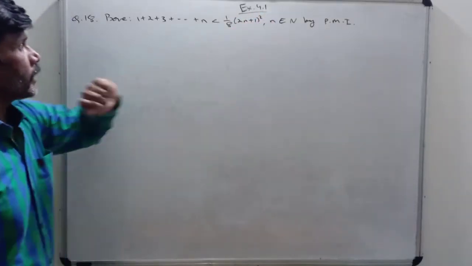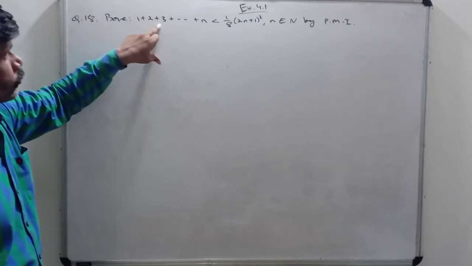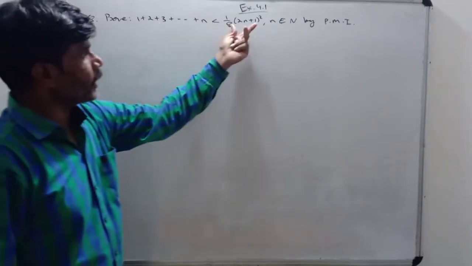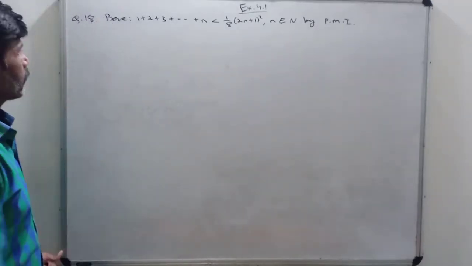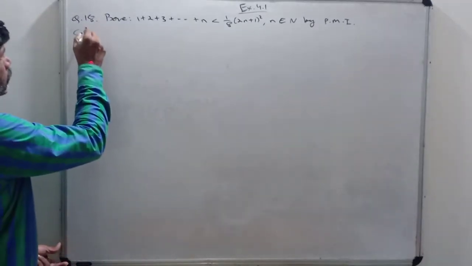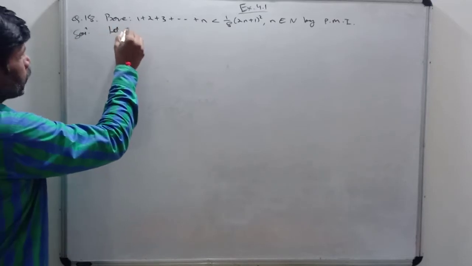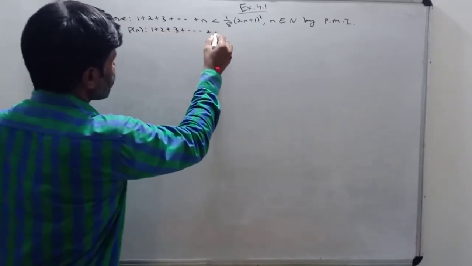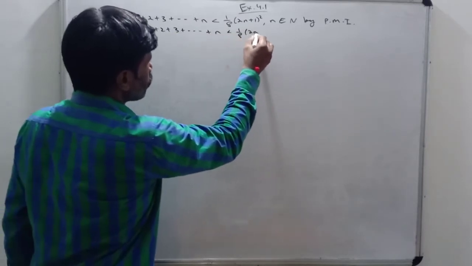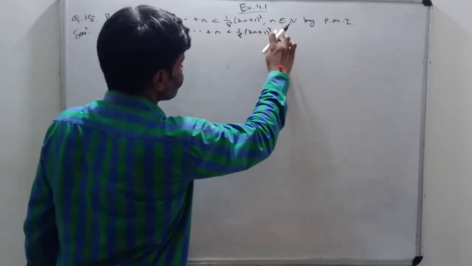Exercise 4.1, Standard 11, question number 18. Prove that 1 + 2 + 3 + ... + n is less than 1/8 (2n + 1)², where n belongs to N, by PMI, the principle of mathematical induction. Okay, so we'll start. Let P(n) be the statement: 1 + 2 + 3 + ... + n is less than 1/8 (2n + 1)², where n belongs to N.